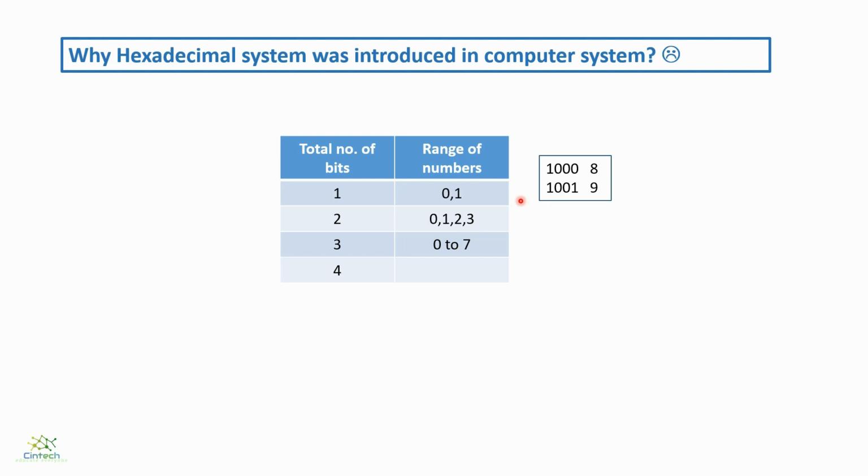Say a situation comes when we have to add 1001, that is 9, and 0001, that is 1. In binary, you get a combination like 1010. In decimal, it is 10. So now do you get my point? You have no single digit representation of the combinations after 1001. That is why we had to introduce hexadecimal system. Now we have the rest of the combinations as well.